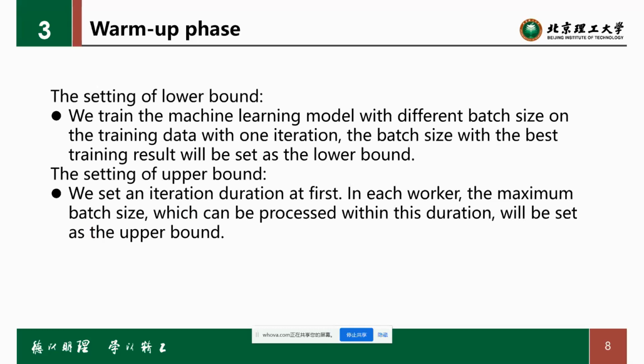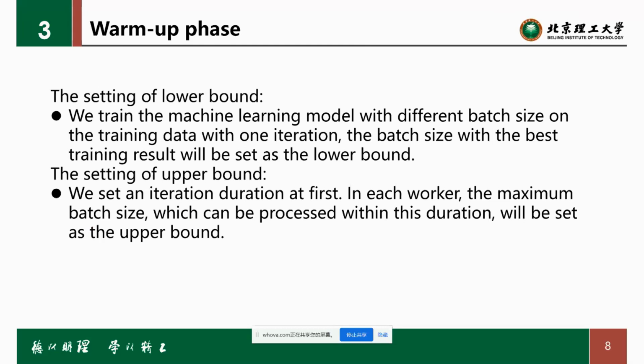Specifically, the training consists of a warm-up phase and a processing phase. In the warm-up phase, an upper bound and a lower bound are generated. For getting the lower bound, we train the machine learning model with different batch sizes on the training data for 1 iteration. The batch size with the best training result will be set as the lower bound.